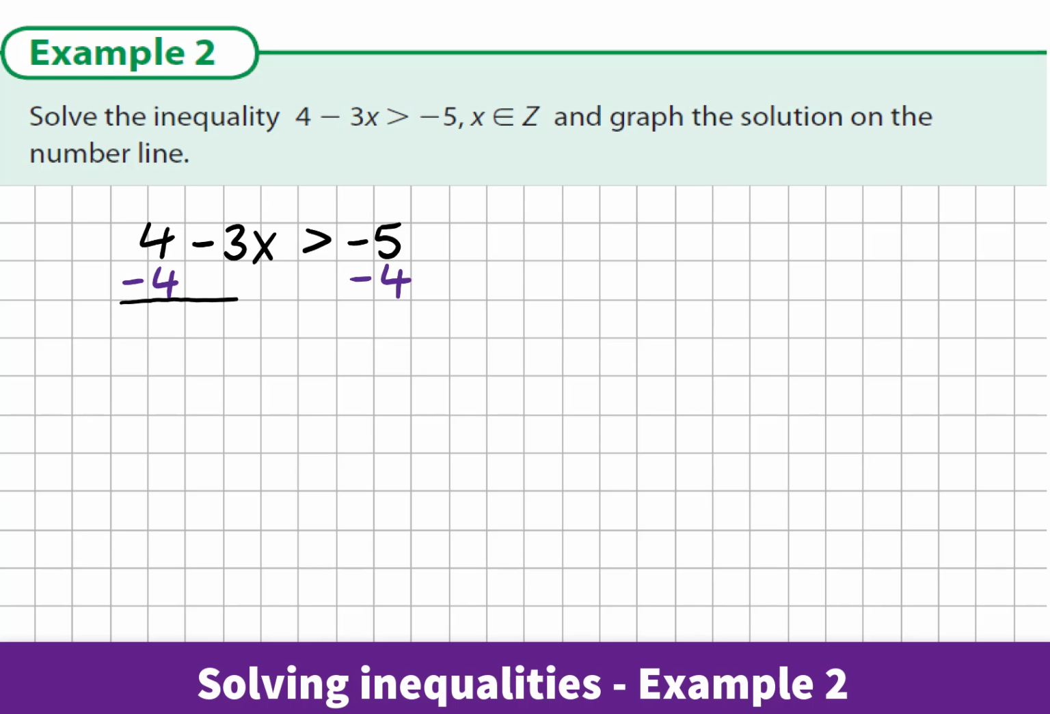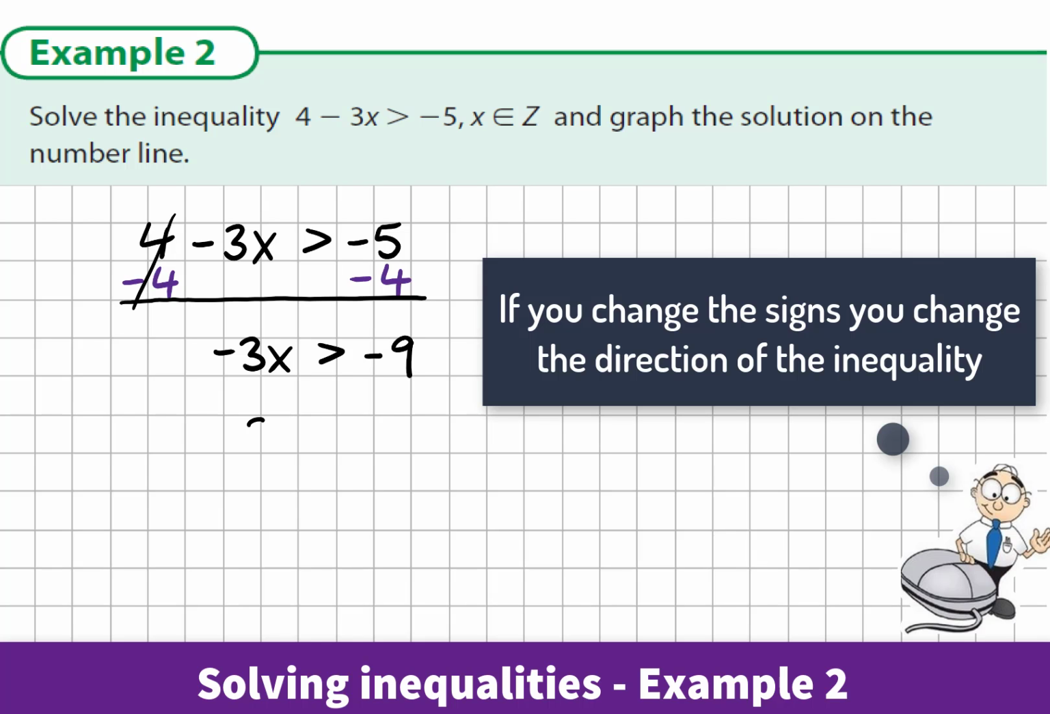This is a fair thing to do. The left hand side will still be greater than the right hand side, and we're left with negative 3x is greater than negative 5 take 4, which will be negative 9. Now the next step is the important step. I'd like to multiply everything by negative 1. In other words, change all the signs. When I do, I also must change the direction of the inequality. That's the key step in this.